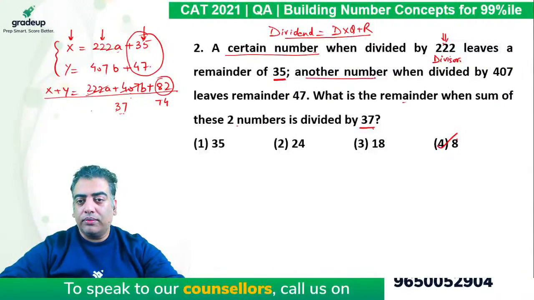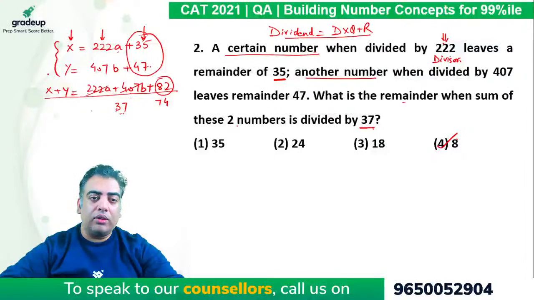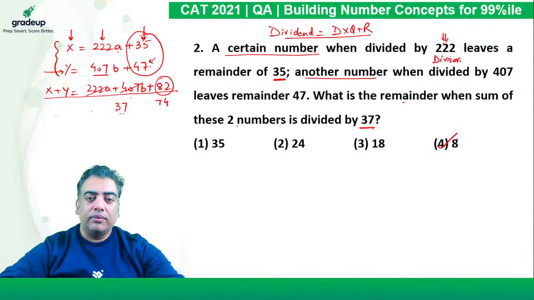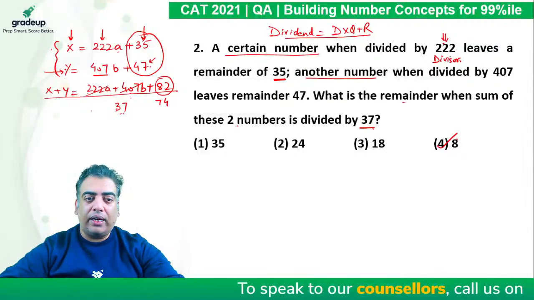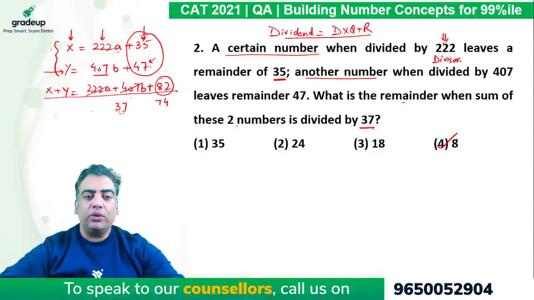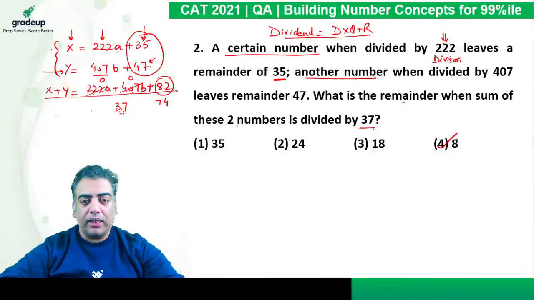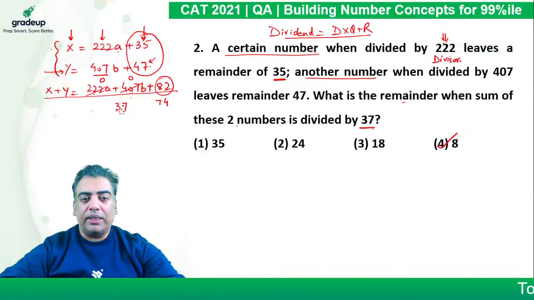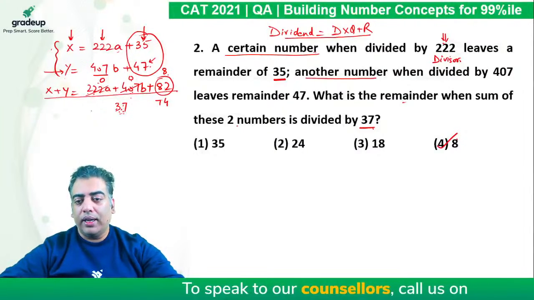Another number means I cannot take x now, so I took it as y. When divided by 407, remainder is 47. And we are required to find the remainder when their sum, so I added these two, is divided by 37. So 37 into 6 is 222, it gives me a remainder of 0. 37 into 11 is 407, it gives me a remainder of 0. 82 divided by 37, remainder is 8. 0 plus 0 plus 8 comes out to be 8.